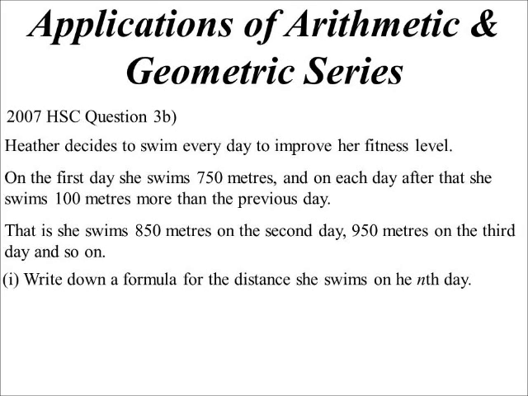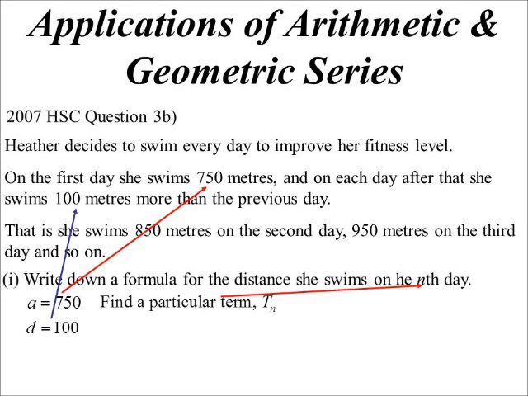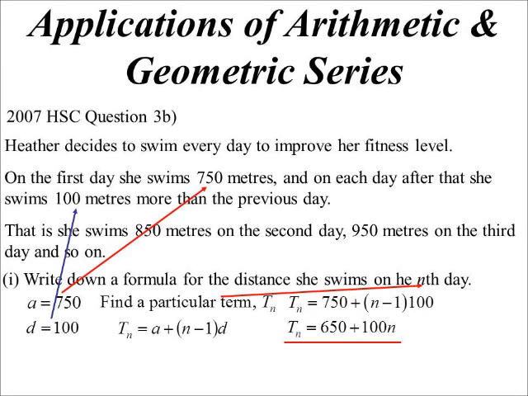So we need to extract the information. We read through it and go, oh, look, first day, 750. So A will be 750. And then we go, oh, every day we're adding on 100 metres. So D will be 100. So we know we have to find the nth term. So term n, A plus n minus 1 D. Summing it in, term n is 650 plus 100n.